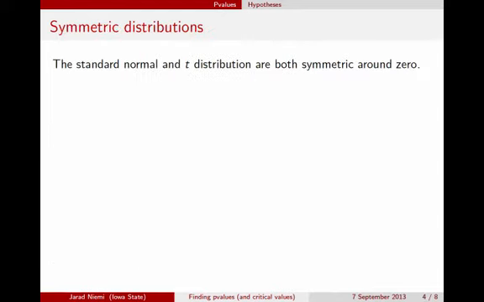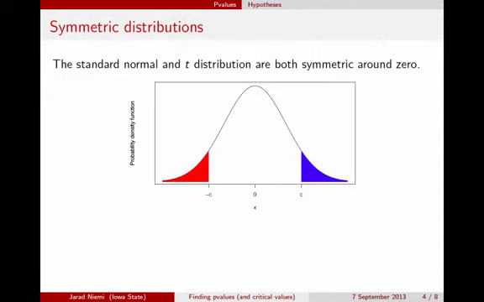But first, let's make sure we understand symmetric distributions. Both the standard normal and the t-distribution are symmetric around 0. Here's a picture of what they look like.